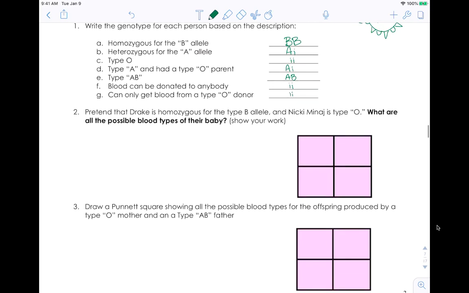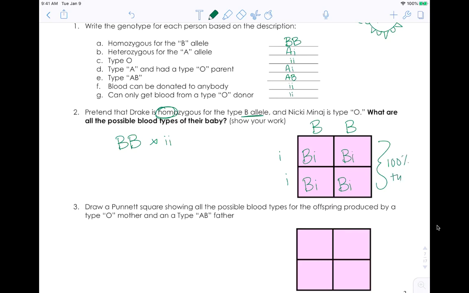Okay, so let's look at an example here. So pretend that Drake is homozygous. Homo means same. Homozygous for type B. Okay, homozygous for B is going to look like this. And Nicki Minaj is type O. Well, I obviously didn't create that because I don't like these people, but that's fine. So let's show our work on the square here. So this is going to be the probability of their offspring having these particular blood types. So you can see that we have 100% type B. And they're all heterozygous, okay?